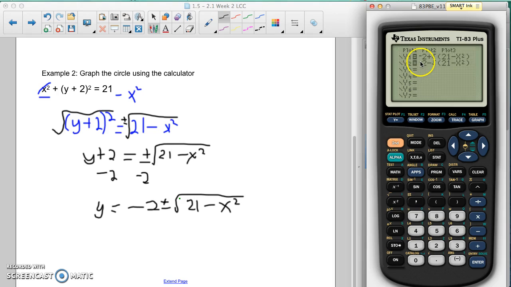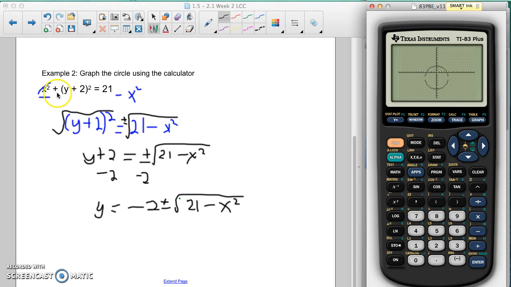Remember, the little negative symbol looks smaller than the plus and minus, and we want to use that to get the right thing. Okay, we're going to do zoom. I always like to start off with standard. Zoom standard is 6. Standard viewing rectangle. So there's the top of my circle and the bottom. And I want to push zoom square, which is 5, to get it to look more like a circle instead of an ellipse or an oval. All right, and there's my circle.